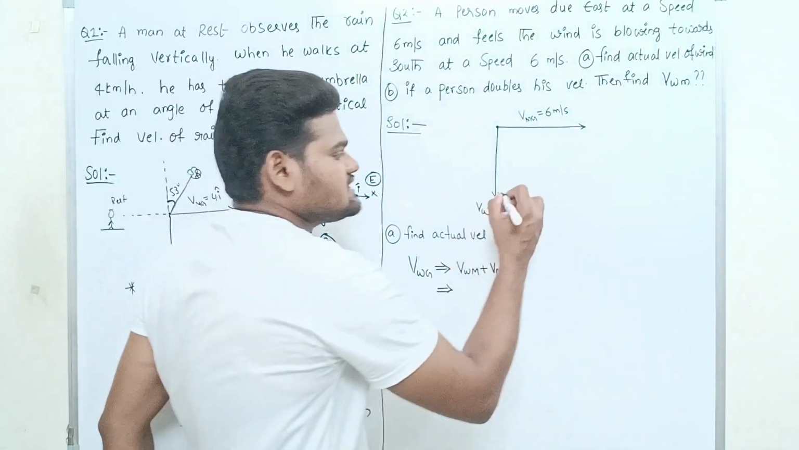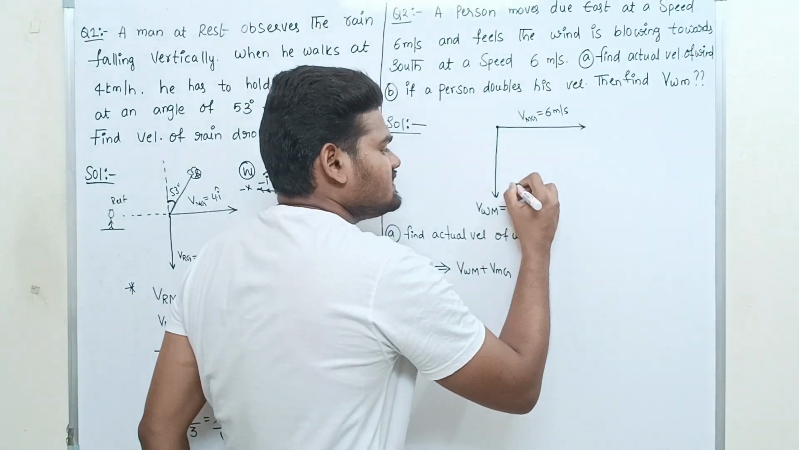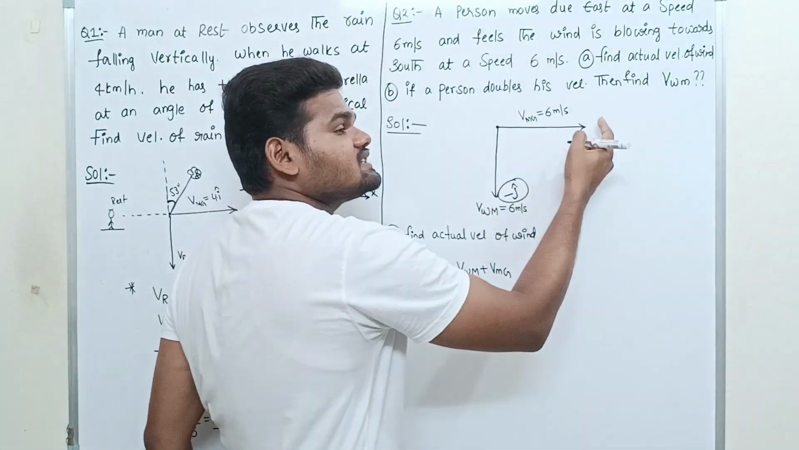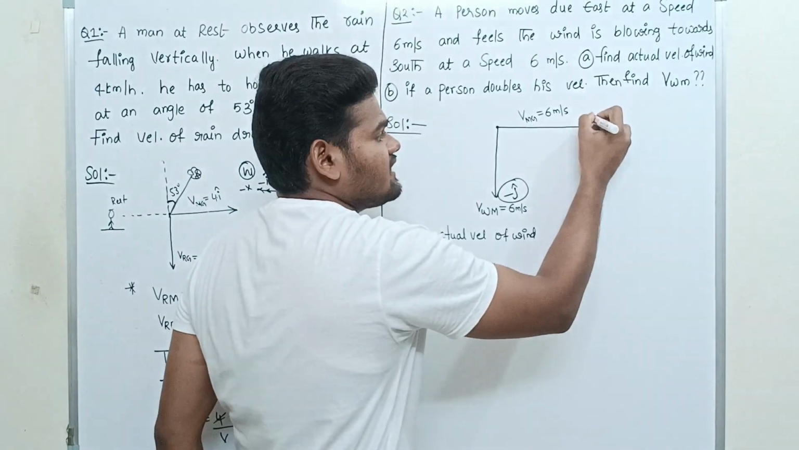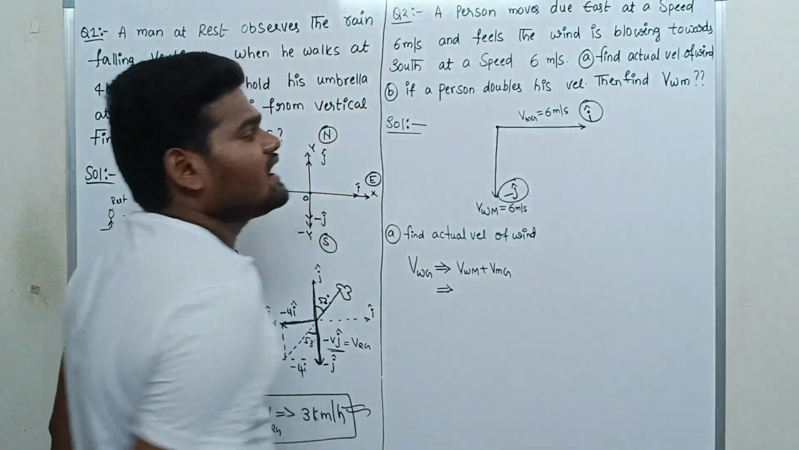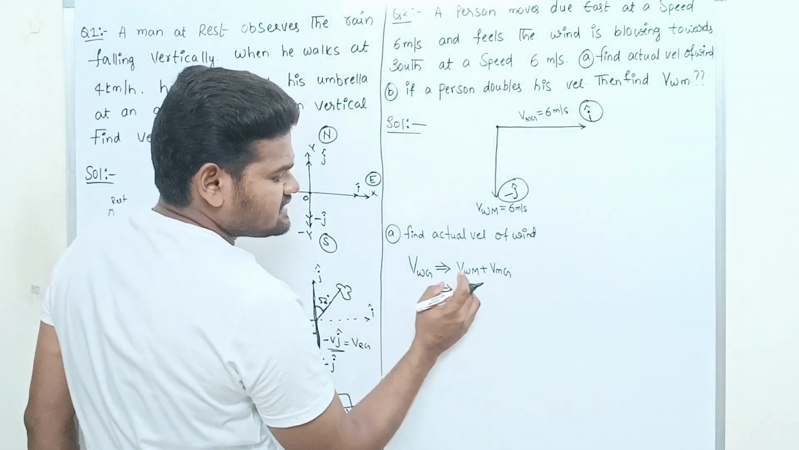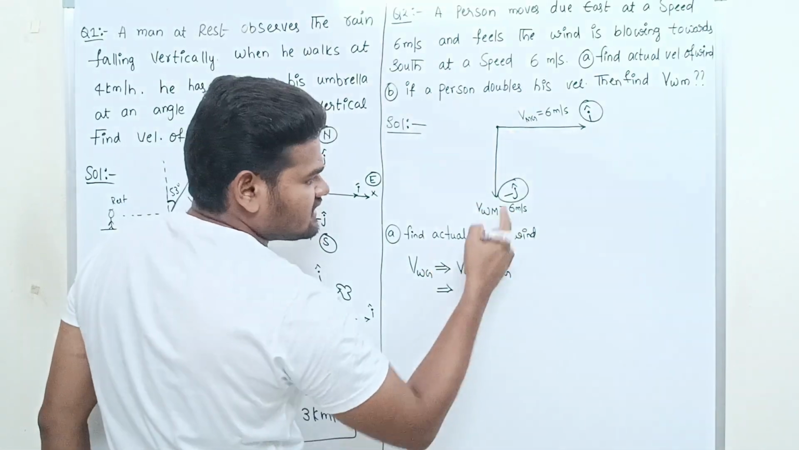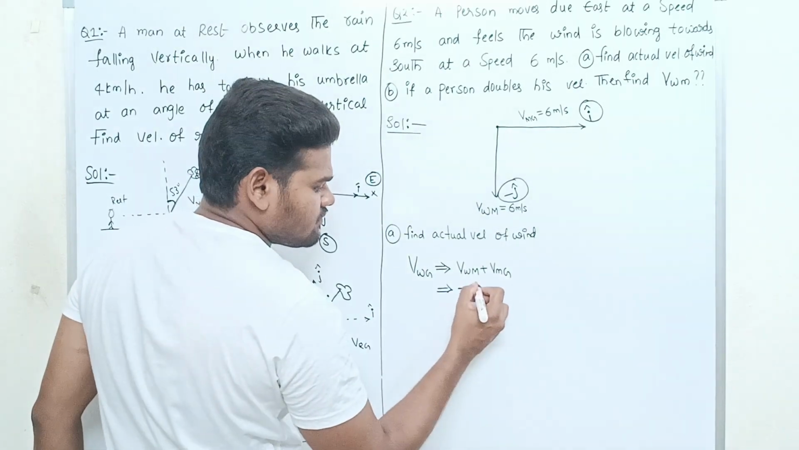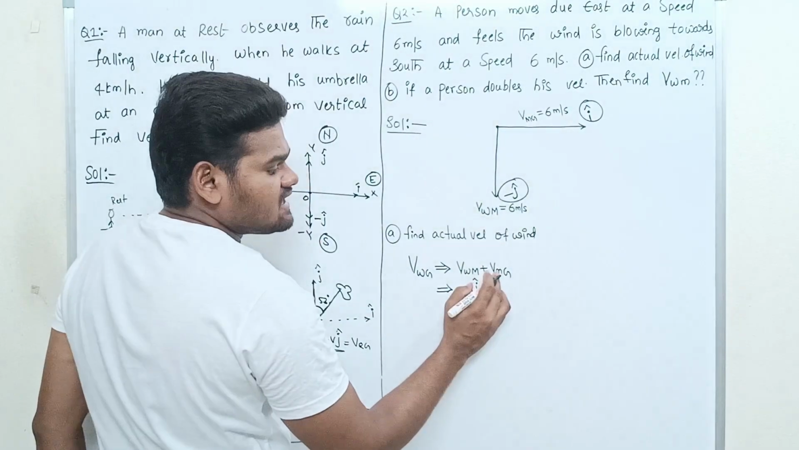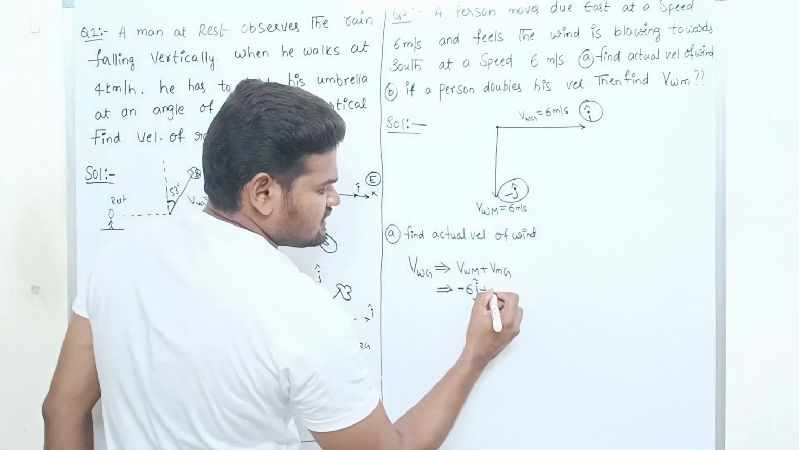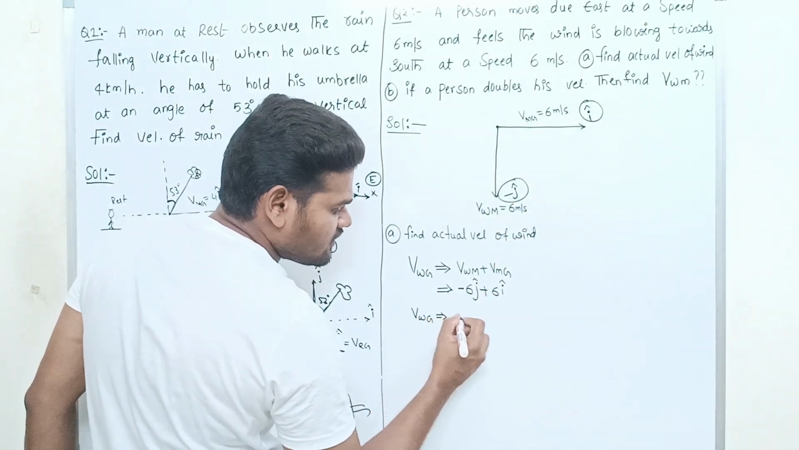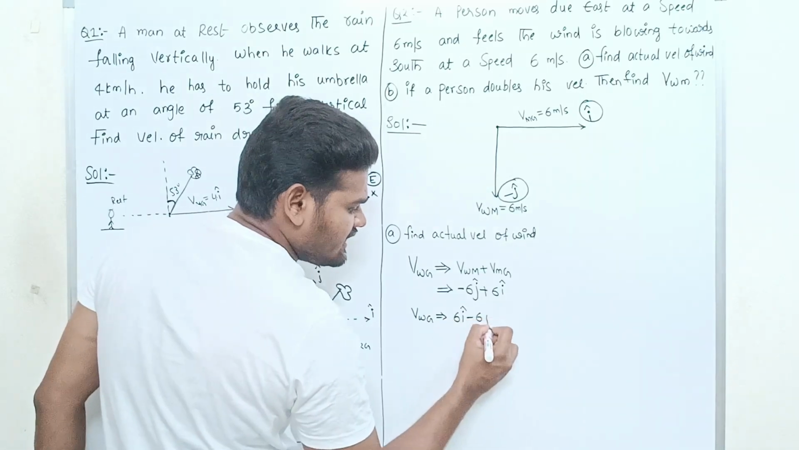Along the south direction, what is the unit vector? Minus j cap. So the man is moving towards the east direction, then the unit vector is what? I cap. So the velocity of wind with respect to man is 6 times minus j cap, plus the velocity of man with respect to ground, 6 i cap. So finally we got the velocity of wind with respect to ground equals 6 i cap minus 6 j cap.